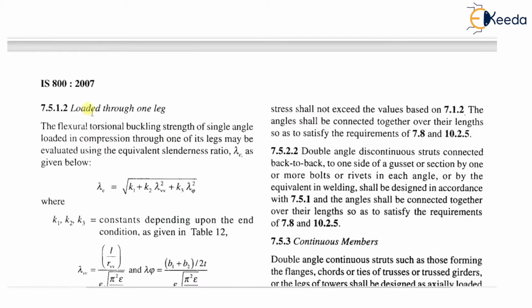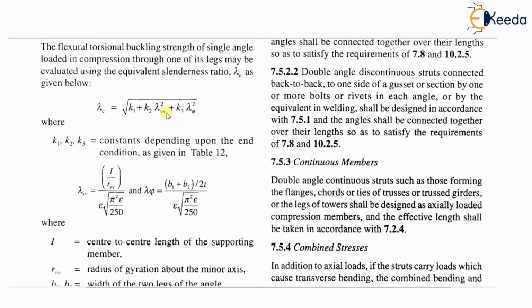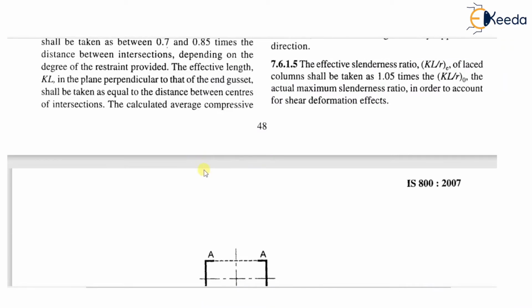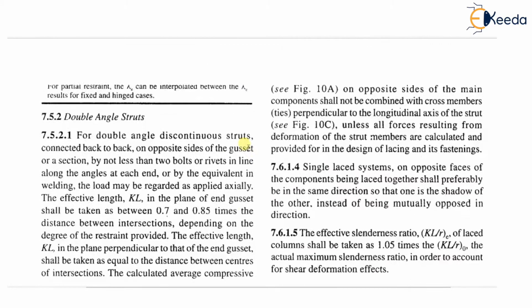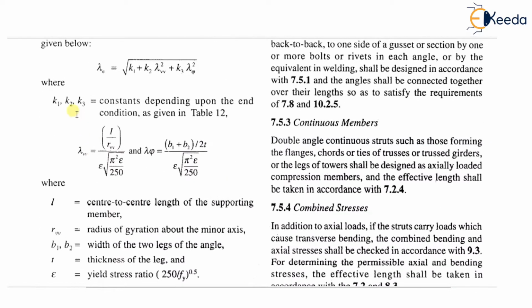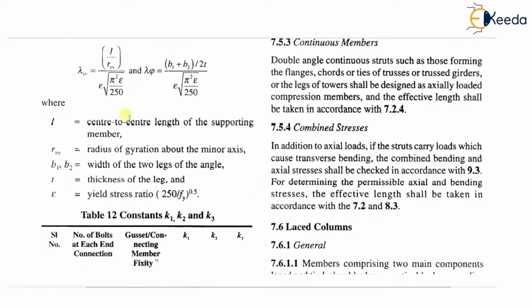Which IS code am I using? I am telling you again and again. IS 800 2007 I am using, and this formula is given on which page number? It is given on page number 48. You can write that. From page number 48, I have taken this formula. Okay. Now talking about K1, K2 and K3. Let's come back to this.